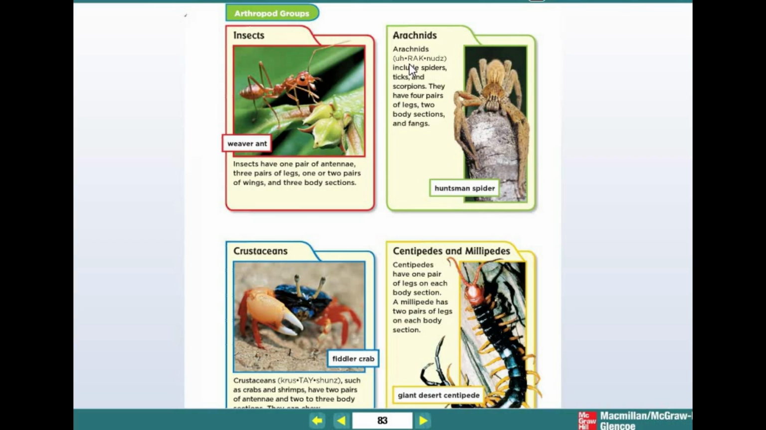Okay guys, now the arthropod groups. Let's focus on each one of them. How can we know whether it is an insect or an arachnid or a crustacean? Now let's focus on the insects at the beginning.